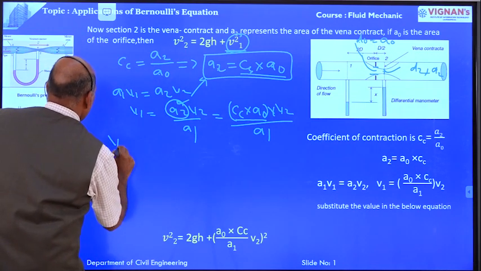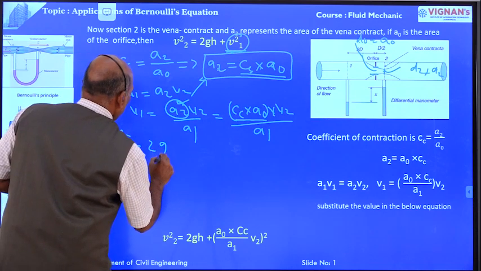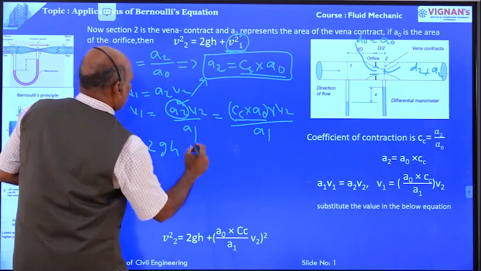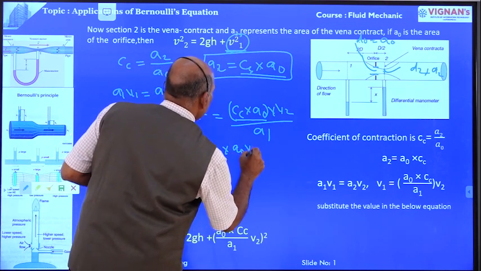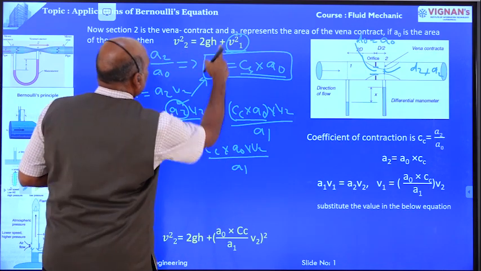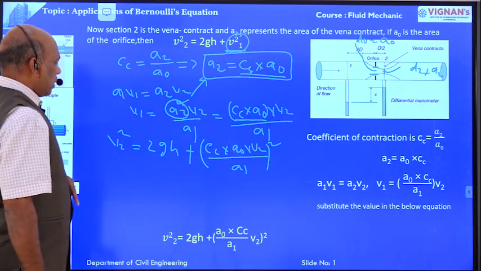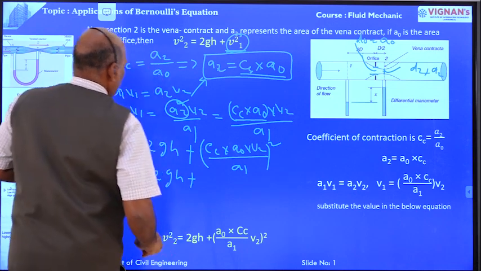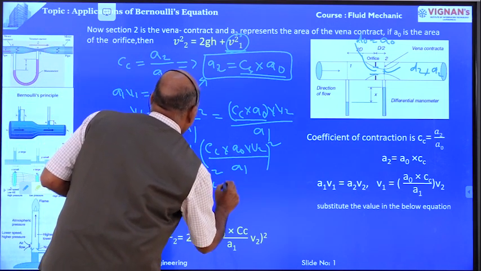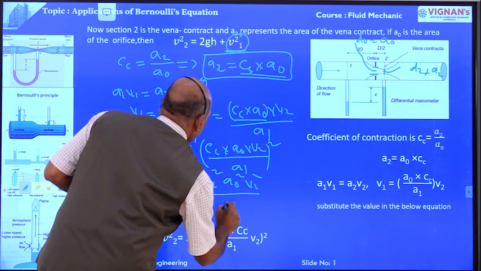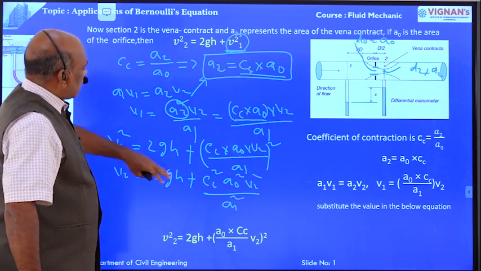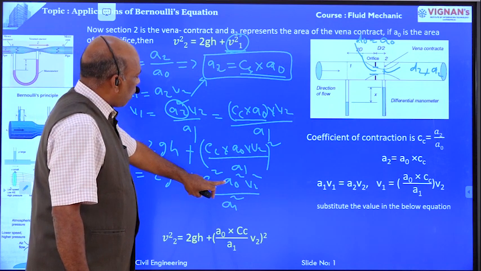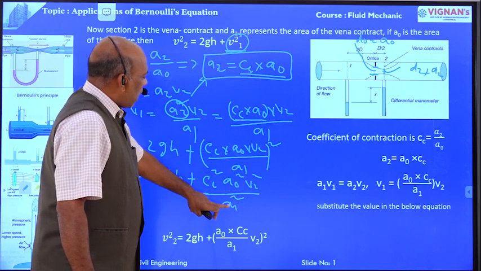Therefore, V2 square is equal to 2gh plus, in place of V1, V1 is equal to Cc into A0 into V2 divided by A1, whole square. So V2 square is equal to 2gh plus Cc square A0 square V2 square divided by A1 square. This is the relation we have.